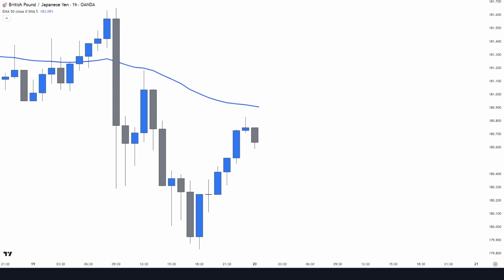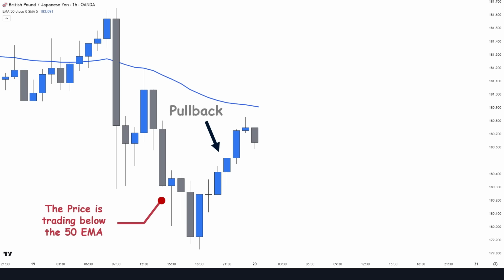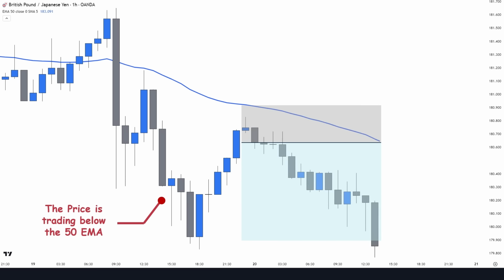Same thing for the bearish scenario. We want to see the price trading below the 50 EMA. Then we wait for the price to print 2 bearish candles and take it as our pullback movement. Finally, we wait for the price to print one of our advanced engulfing candlestick patterns to enter a short position. Our stop will be above the swing high, and we will target 2 times our risk.